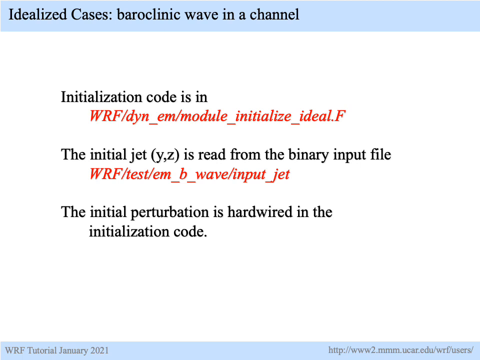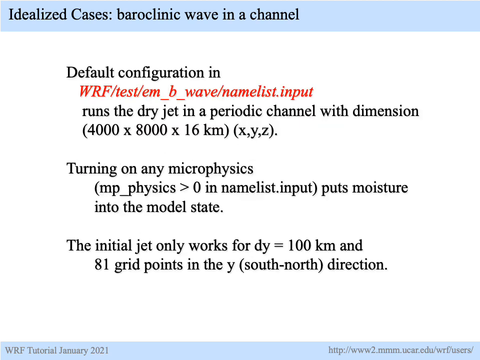As noted earlier, the initialization code is in module initialize_ideal.f. However, the two-dimensional jet structure is read from a binary input file that's part of the release. And the initial perturbation is hardwired in the initialization code. So you have much less latitude to change parameters in this particular test case. Specifically, if you look at the default configuration, it's set for this 4,000 by 8,000 by 16 kilometer depth channel.